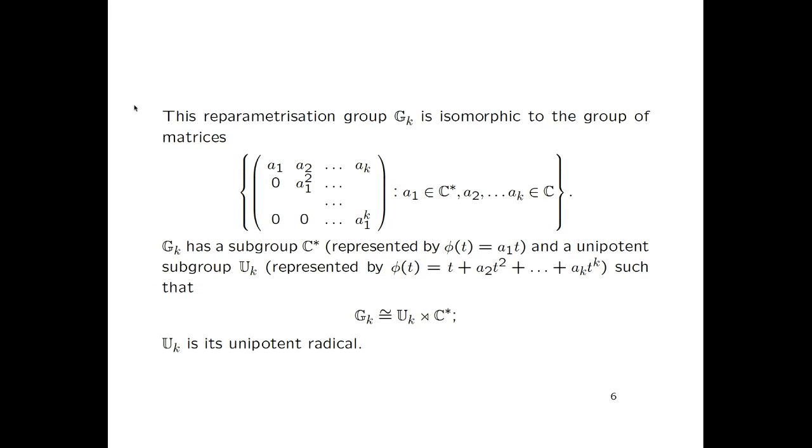So it's a semi-direct product of its unipotent radical, which is the strictly upper triangular ones, where A1 is 1, by C star, the multiplicative group. So this is a non-reductive group action.